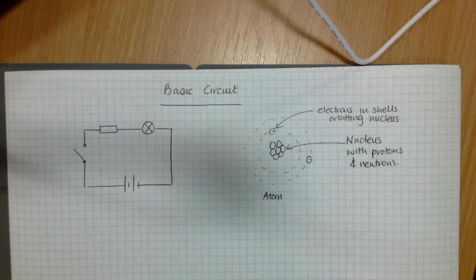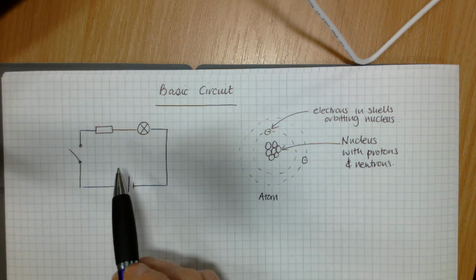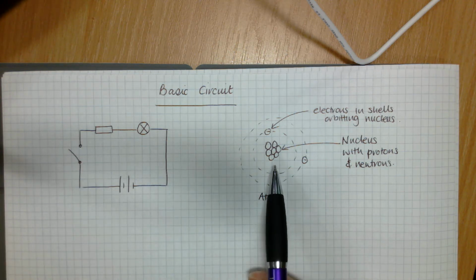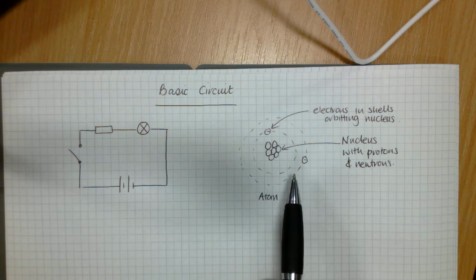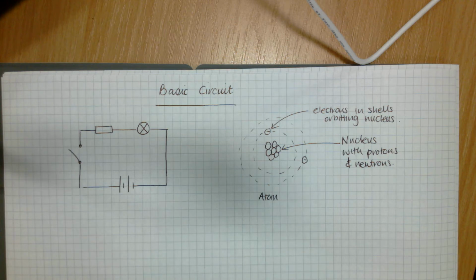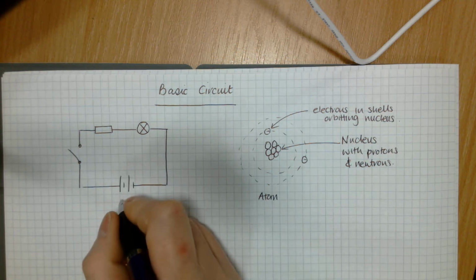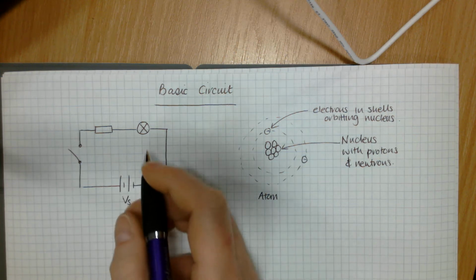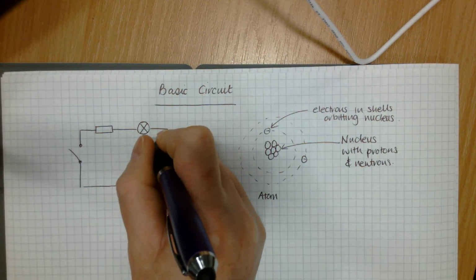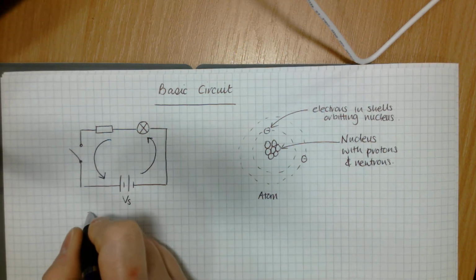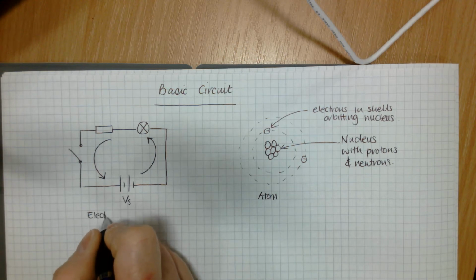Okay, so this is our basic circuit here, and inside these conductive wires you've got atoms, and inside these atoms, round the outside, you've got these negative electrons. These negative electrons are described as free electrons, so they can be easily dislodged by a voltage source, which is what your battery is. The negative side of the battery will repel these electrons, while the positive side of the battery will attract these electrons. That is known as electron flow.